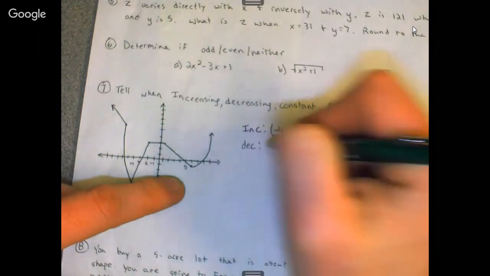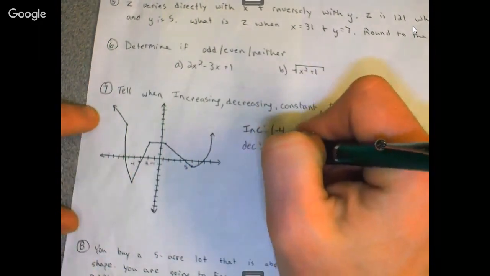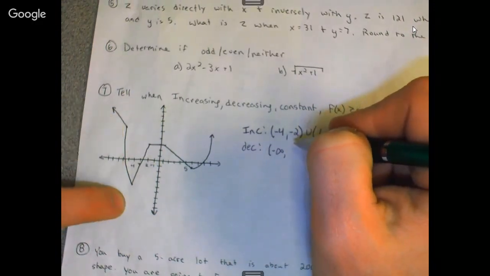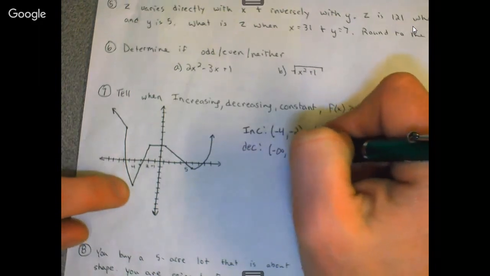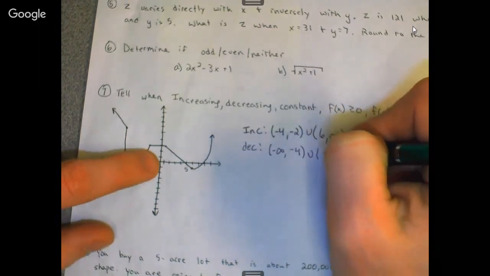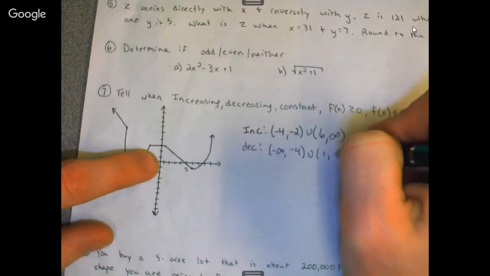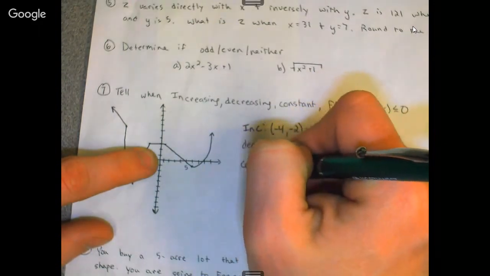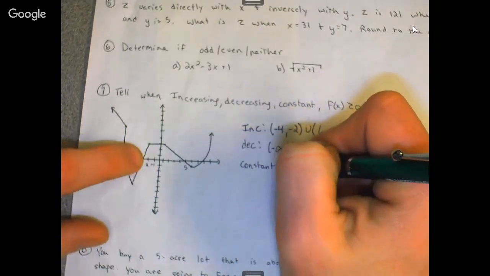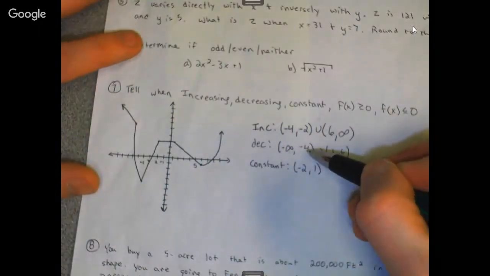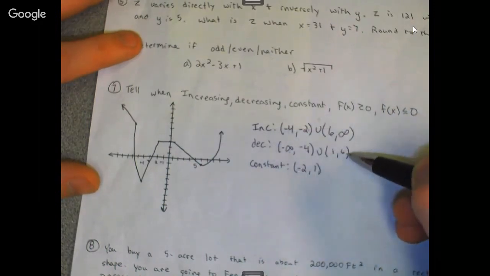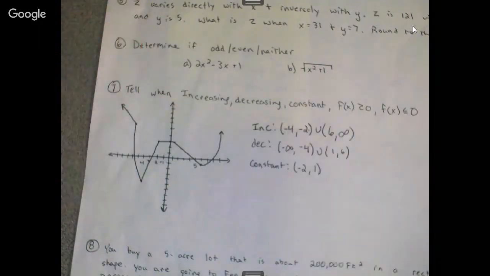Decreasing is when it is going down, from negative infinity. And even though it changes directions here, it still goes decreasing there. So that's to -4, union 1 to 6. When is it constant? That would be from -2 to 1. Now notice here I could go from -infinity to -4, -4 to -2, -2 to 1, 1 to 6, 6 to infinity. So I've covered all my x numbers there.